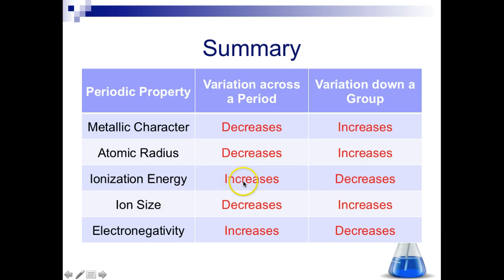Ionization energy increases going across a period and decreases going down a group. Ion size will decrease as you go across a period and increase as you go down a group. Electronegativity will increase as you go across a period and decrease as you go down a group. Remember, this is a great summary of everything that we've talked about in this unit. It sums it up in one neat, nice, tidy place for you.